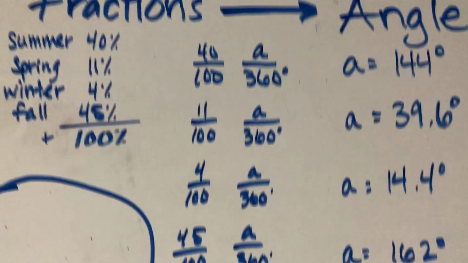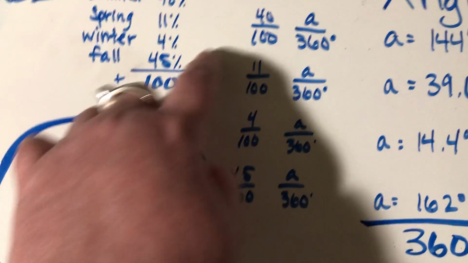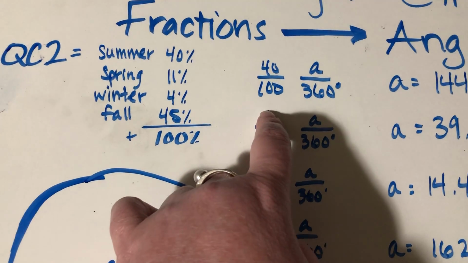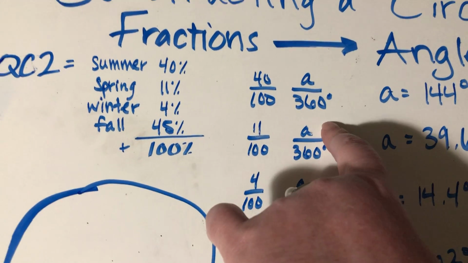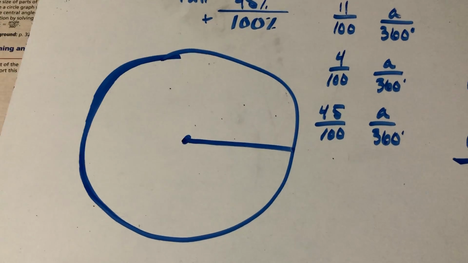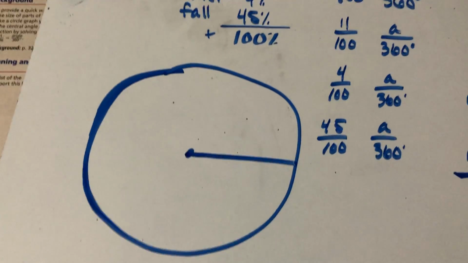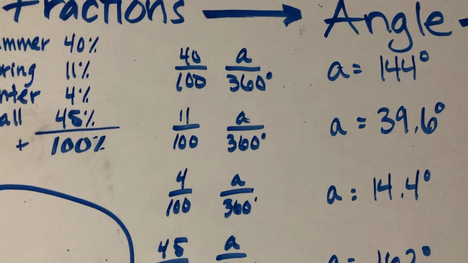And then what you need to do is make this proportion. So you're going to say 40 out of 100 because it's 40%. And then 360, with my little fat marker, is how many degrees are in a circle. Sorry, my circle's lousy, but I was in a hurry. And so you will cross multiply.